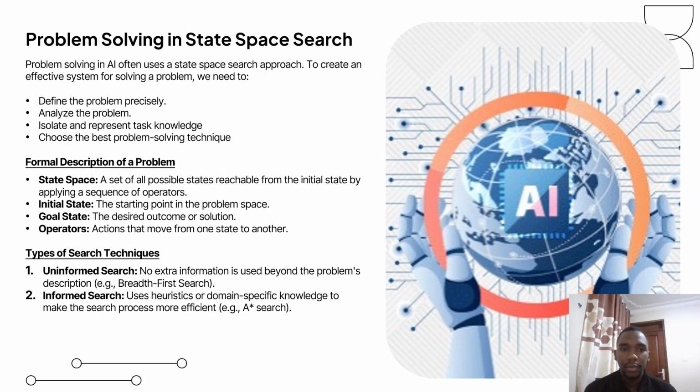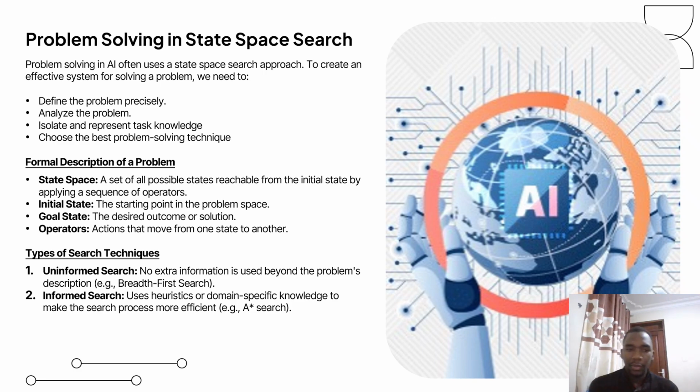Problem solving in state space search. Problem solving in AI often uses a state space search approach to create an effective system for solving a problem. What we basically need is to define the problem precisely, analyze the problem, isolate and represent task knowledge, and choose the best problem solving technique.